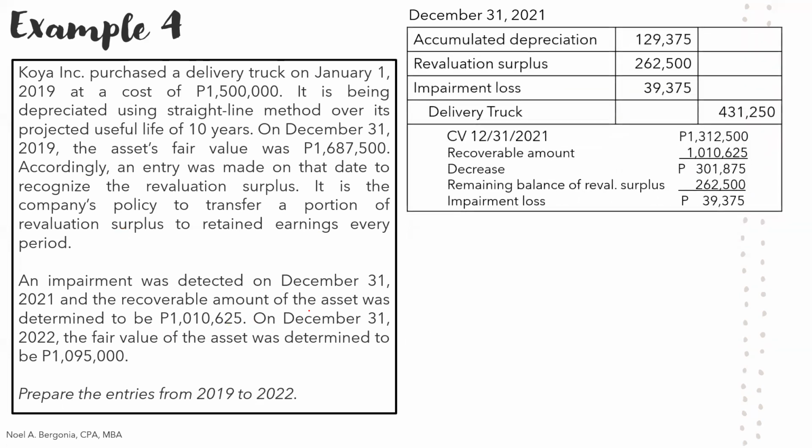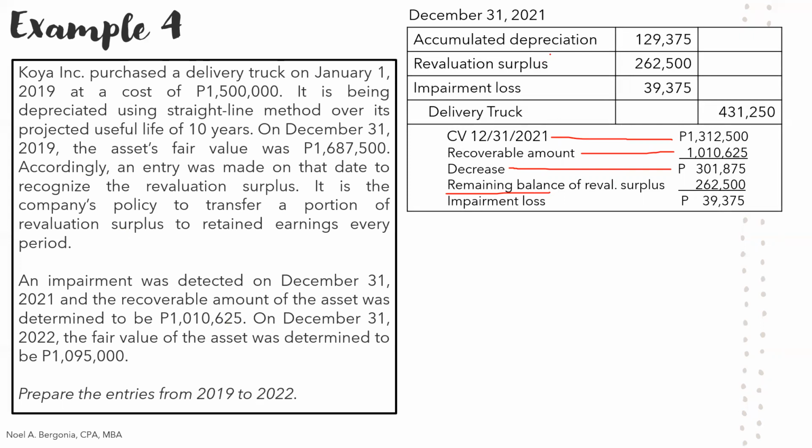Okay. So as you can see, we get the carrying value as of December 31, 2021 na 1,312,500. Then given was the recoverable amount of 1,010,625. So it does not necessarily mean na bumaba siya, impairment agad yon. No, no. It is only a decrease muna na 301,875. In that decrease, you need first to reverse the remaining balance of the revaluation surplus.